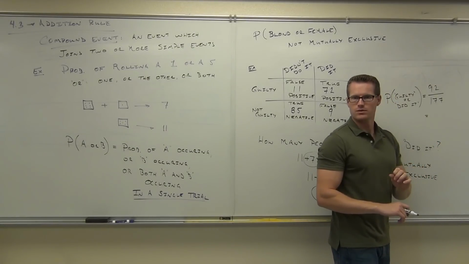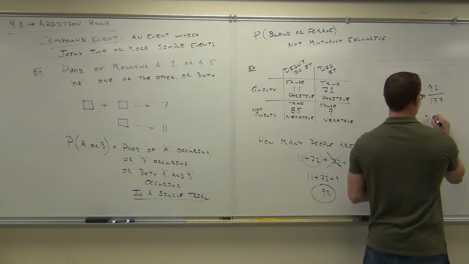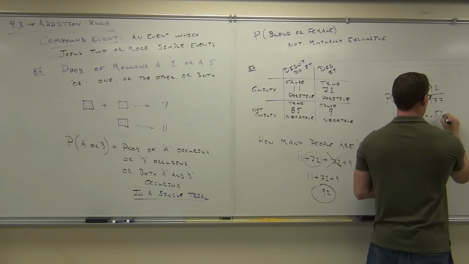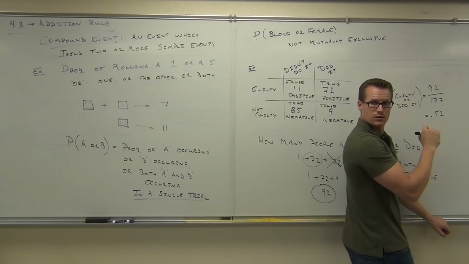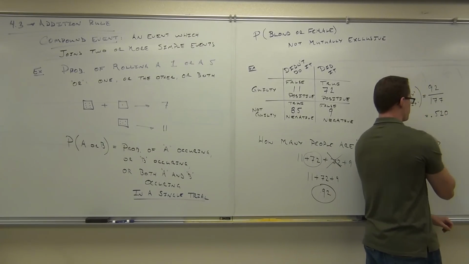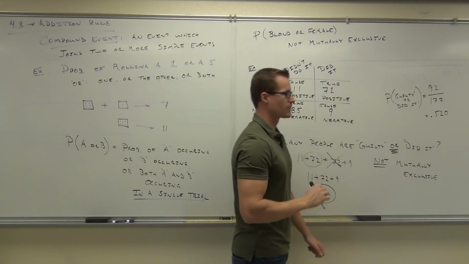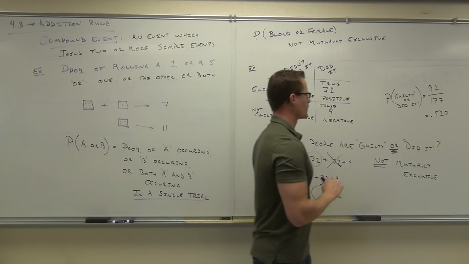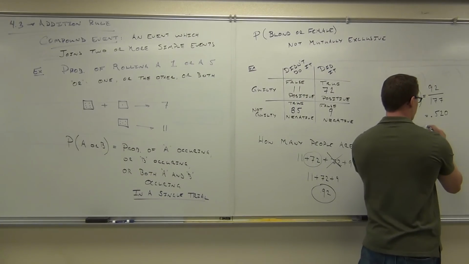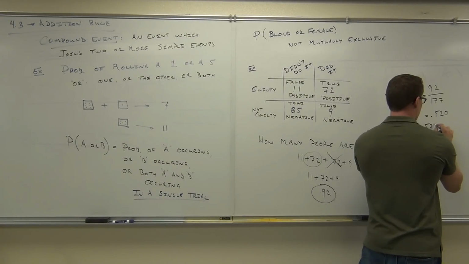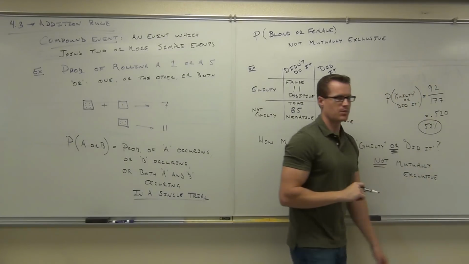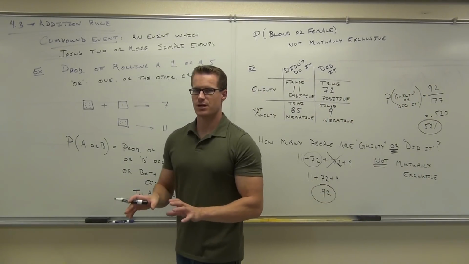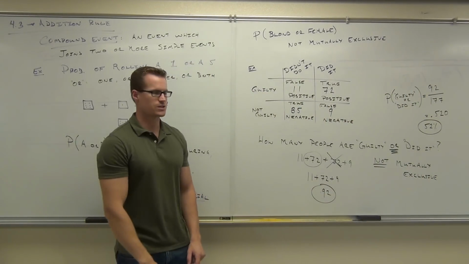422? 0.52. 0.52, okay. 52 what? 520. So we can say 52% of the people in this court were either guilty or did it. That's what we can say for this.